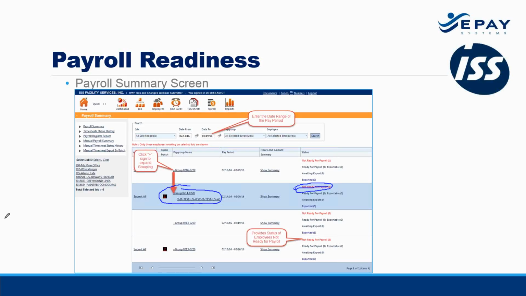From there, you can go back and see what status they're in. You can go in there and see if you need to approve them or submit them or just fix some open punches. So that tells you a lot.